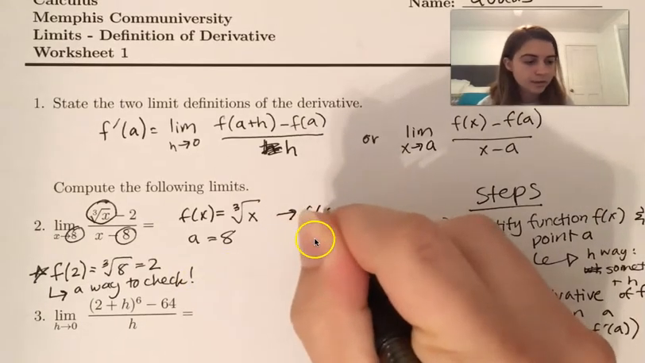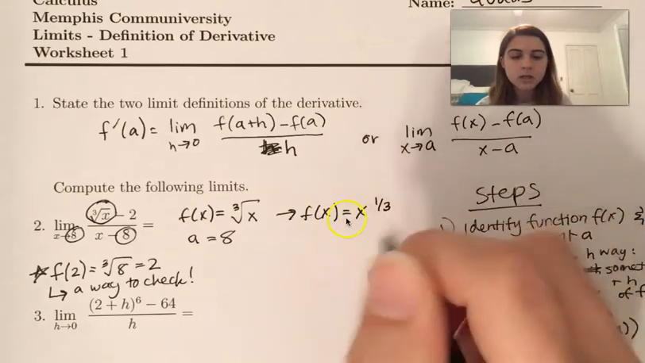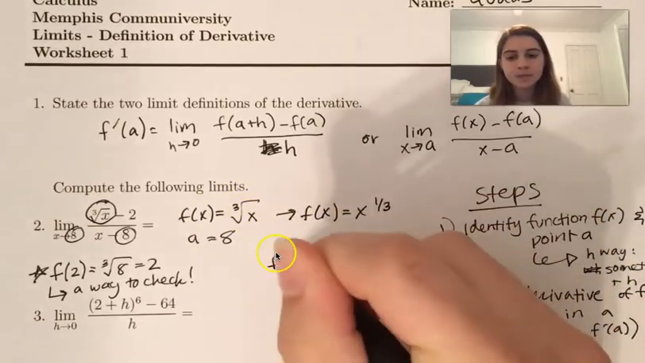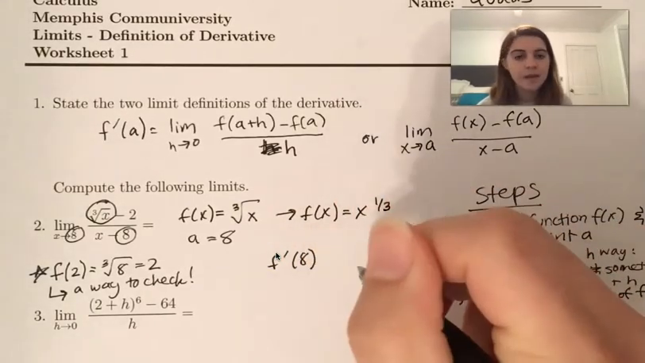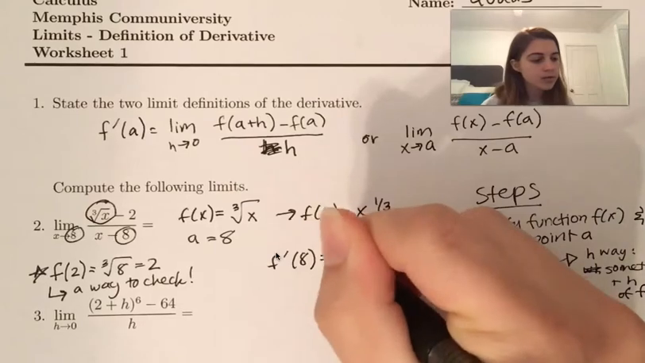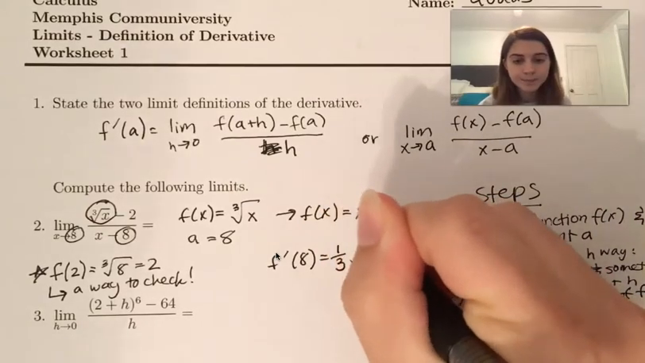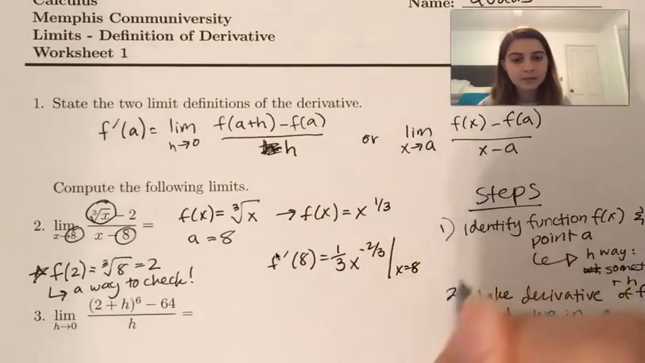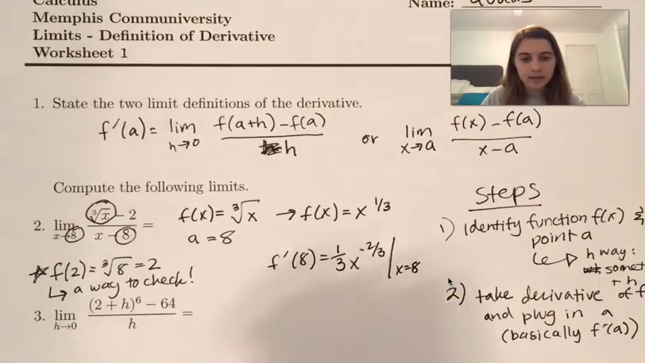So we're going to start actually getting the derivative here. First we're going to rearrange this so we can do power rule. So now we have f prime of 8 equals 1/3 x to the negative 2/3, and then x equals 8. Okay, so we're going to plug in 8.